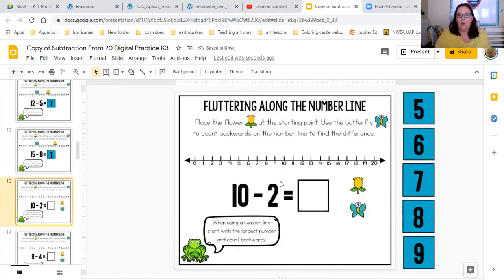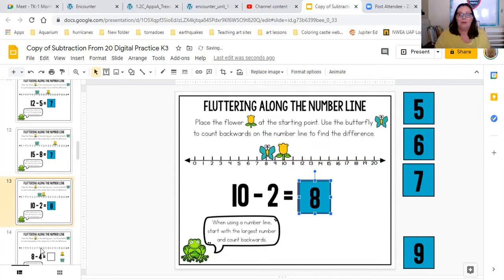All right, now we have 10 minus 2. Let's put our flower on the 10. We're going to use our butterfly to count back 1, 2. We land on 8. So 10 minus 2 is 8.